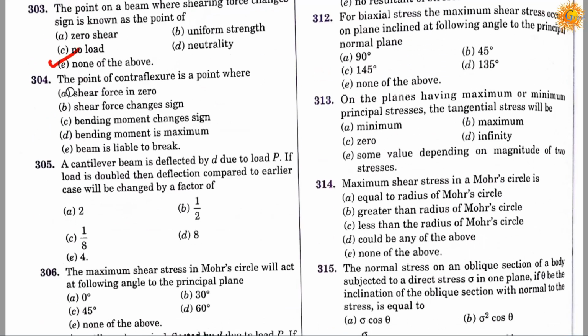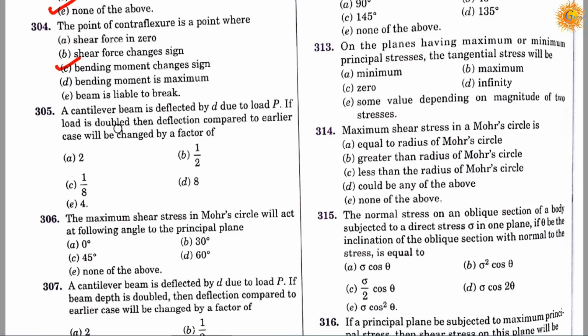Question number 304. The point of contraflexure is a point where: option A shear force is 0, option B shear force changes sign, option C bending moment changes sign, option D bending moment is maximum, and option E beam is liable to break. Correct answer is C, it will be bending moment changes sign. Question number 305.